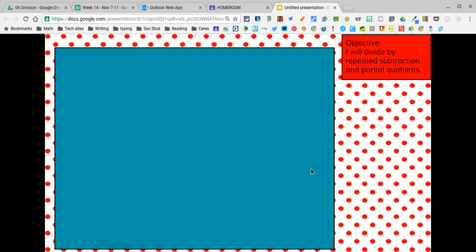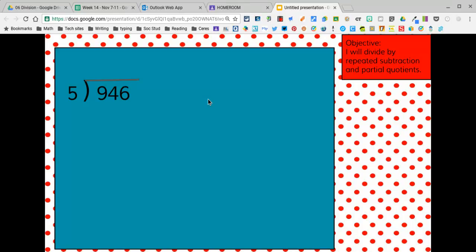All right, so this is a division lesson that is using repeated subtraction to divide larger numbers. When we look at a division problem, we're telling ourselves that this first number here is how many groups we have. So basically we have 5 groups, and we have 946 items that we need to divide equally into those 5 groups.